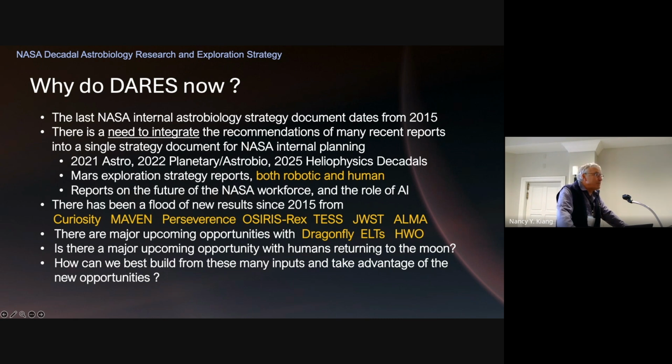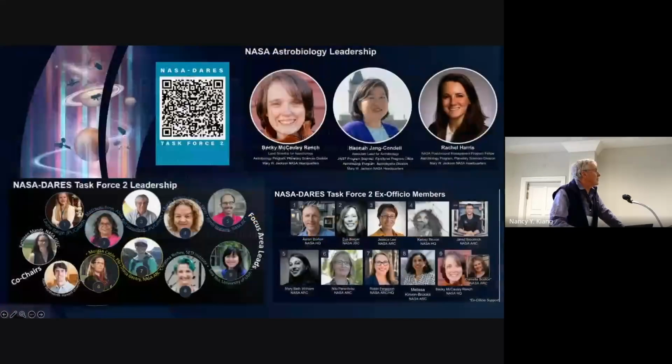And there are these upcoming opportunities with large missions and observatories, and perhaps a big opportunity with the return of humans to the moon. Not that we're going to find life there, but maybe evidence of volatiles or maybe fragments of the Earth or other planets that have landed there. So how can we best build on all of these inputs and take advantage of the new opportunities?